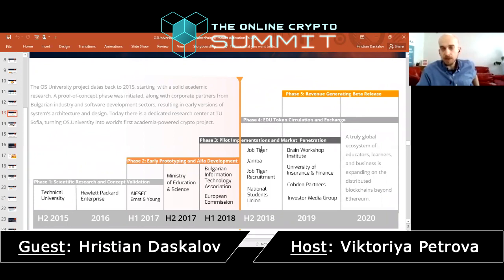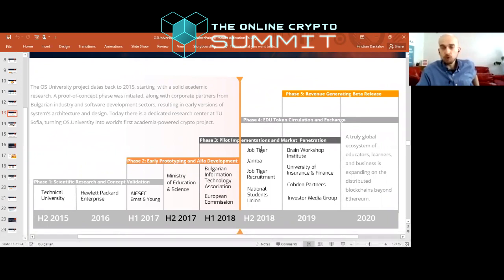So, for example, we have in our team the oldest and the biggest end-to-end HR company in Bulgaria, Job Tiger. They would be using our platform to source the right candidates for the right companies, of course upon those candidates creating their educational portfolios, or credentials wallets, as we tend to call them.